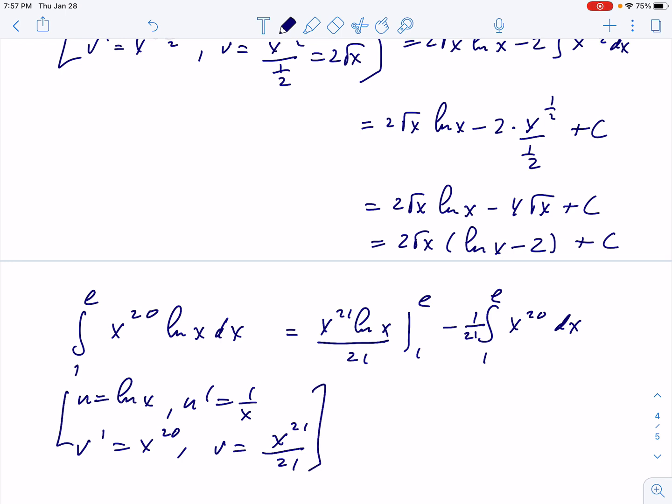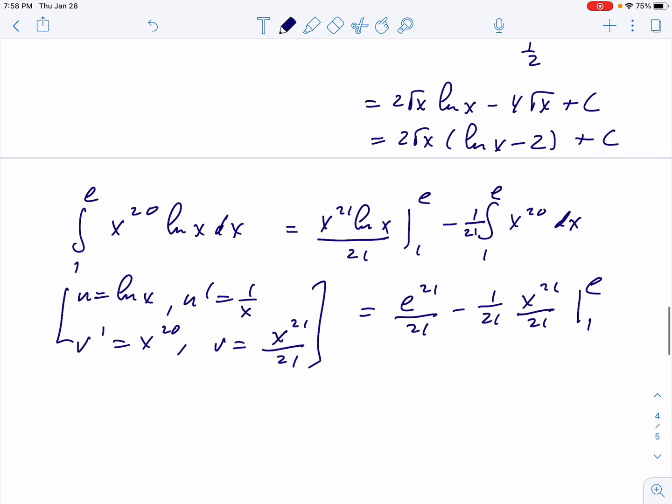Okay, evaluating the first term, logarithm e is 1. So we have e to the power 21 over 21. Then when you plug 1 in the place of x, logarithm 1 is 0, there is nothing else. The second term, 1 over 21, integrating x to the power 20 is x to the power 21 over 21, and put limits 1 to e.